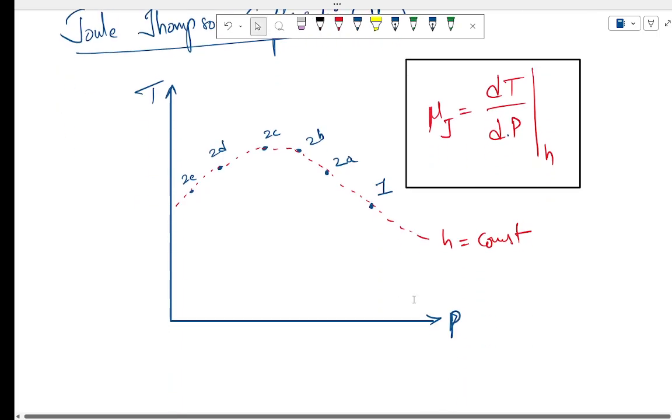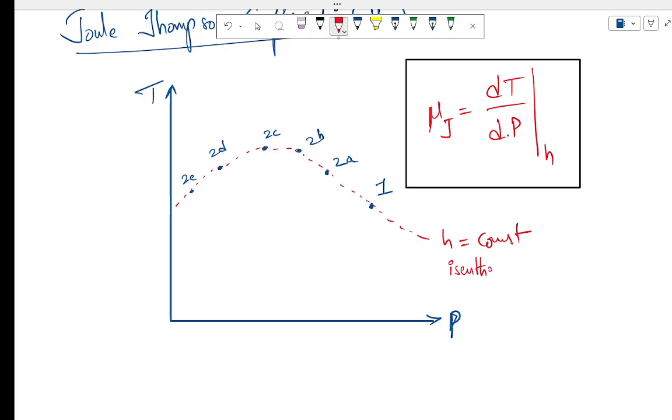So it is defined basically on a T-P diagram for an isenthalp. What is an isenthalp? An isenthalp is nothing but a constant enthalpy curve or line. So based on that constant enthalpy curve or line, you define your Joule-Thomson coefficient.